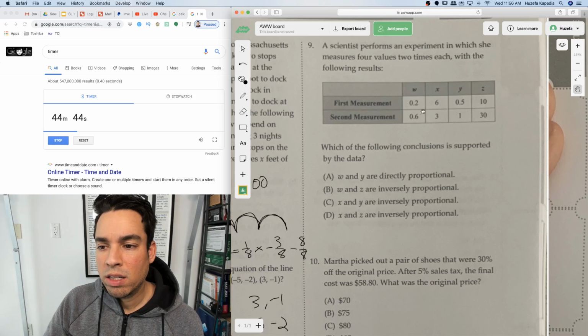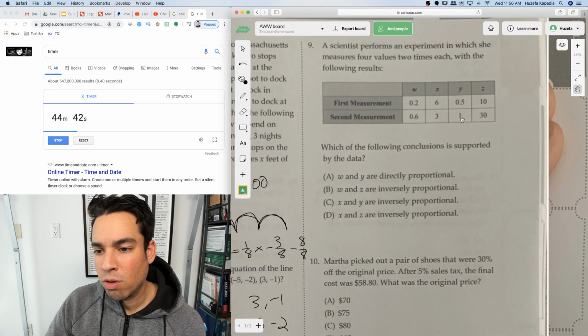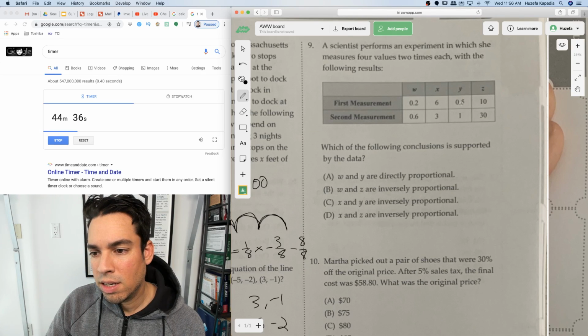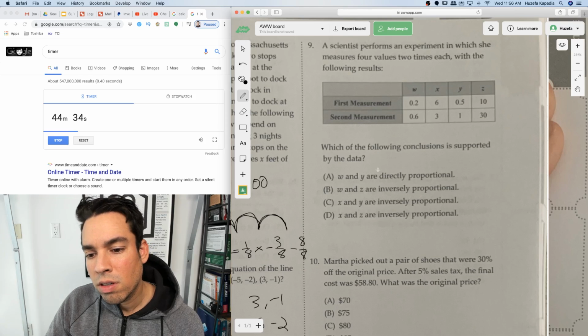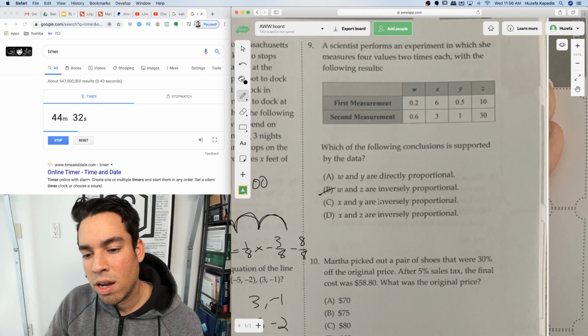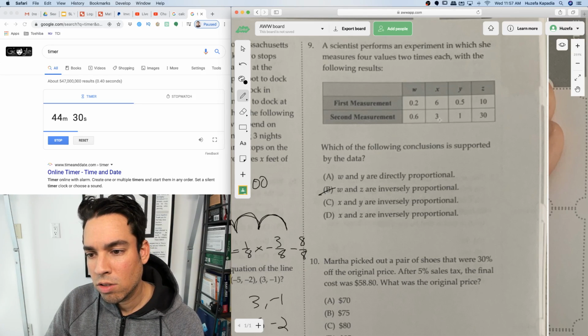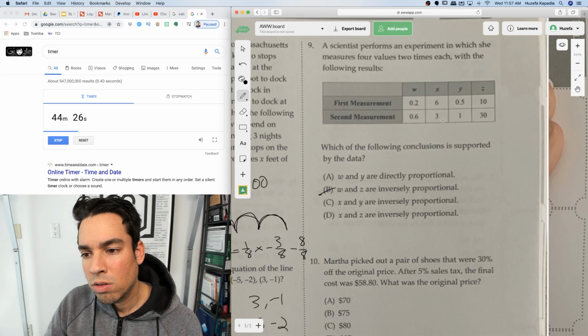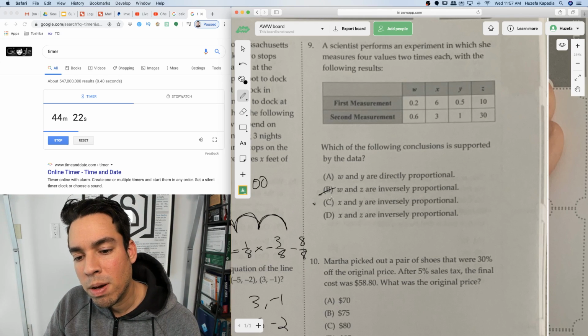W and Y are directly proportional. That means when this goes up, this should go up. Okay, I'm feeling like that could be true. Y and Z are inversely proportional. As this goes up, this should go down. Nope, that's out. X and Y are inversely proportional. As this goes down, this should go up. Yeah, that's possible. This goes half, this doubles. So this might be better than A.